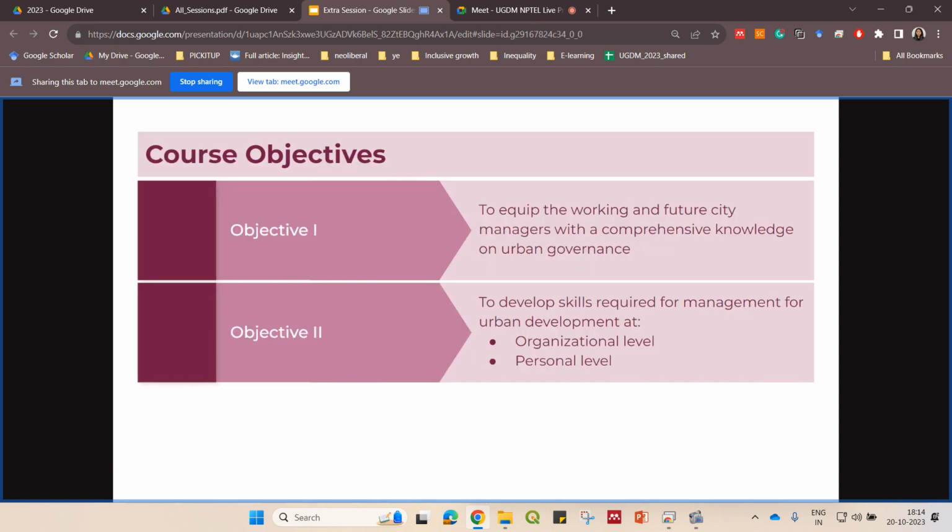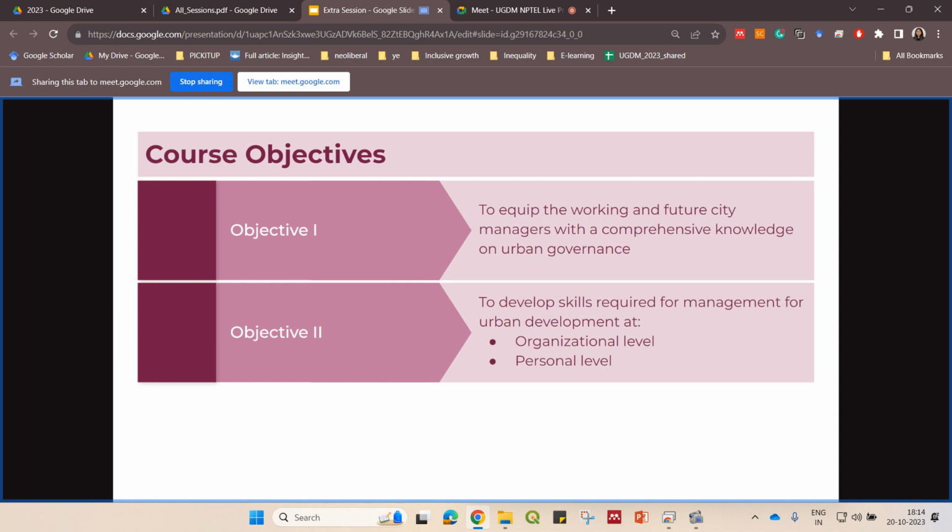So these were the two course objectives of this course. The first objective was to equip the working and future city managers with a comprehensive knowledge on urban governance, and the second objective was to develop skills required for management for urban development at the organizational level as well as the personal level. So this is a course which targets an audience which are either studying the role of urban managers and how urban management and urban governance is undertaken in Indian cities.